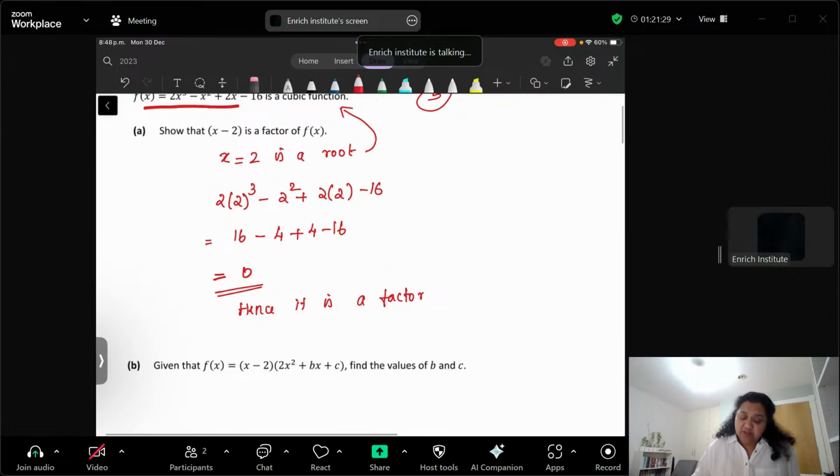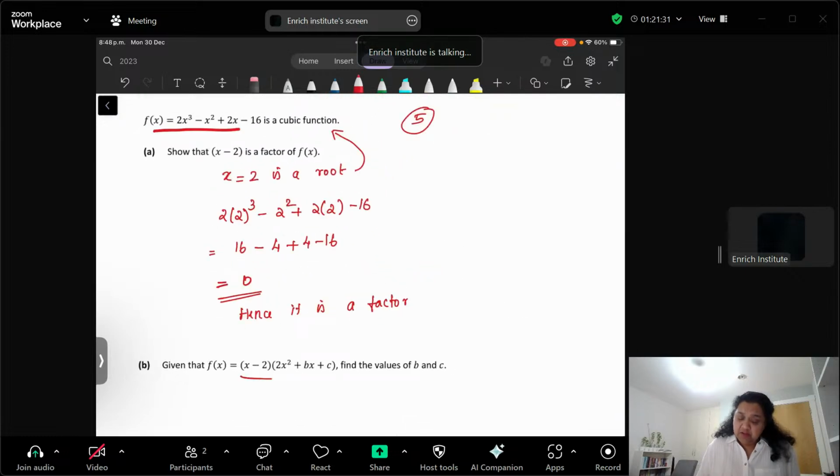f(x) is equal to (x minus 2)(2x squared plus bx plus c). These are proper exam questions which I have taken from the paper. So f(x) is equal to (x minus 2)(2x squared plus bx plus c). Find the value of b and c.